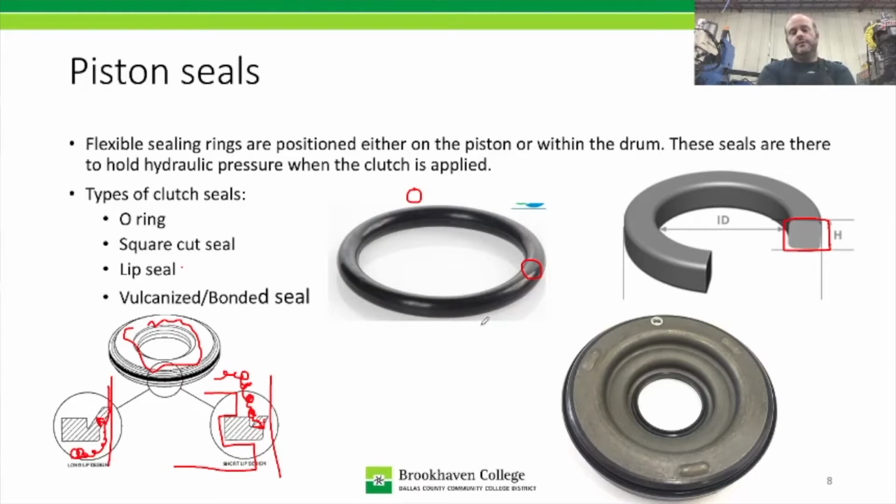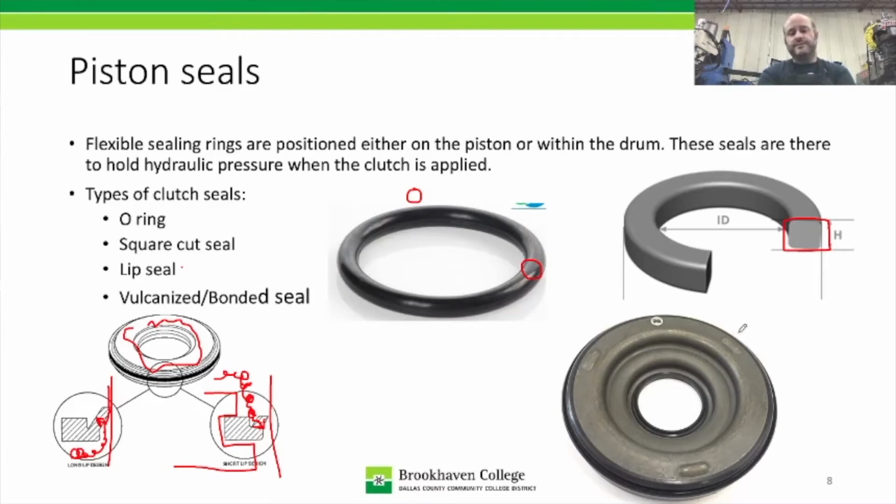So each one of these, the O-ring, the square cut seal, and the lip seal, they're kind of like piston rings and pistons in the engine. You can take the rings off and replace them. But when we get to the bonded piston, you can't replace the seals off of that. You have to replace the whole piston.